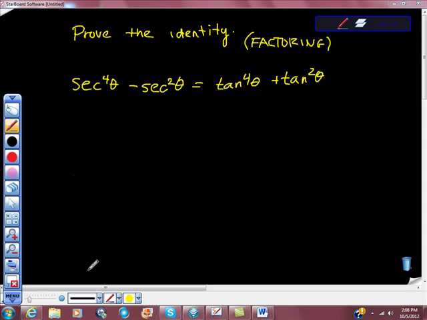So this is what I'm looking at now. So I decided to go at it this way. I have secant to the fourth. This is also secant, but it's squared, isn't it? So we can factor out from the left-hand side, we can factor out secant squared theta, right? Times secant squared theta minus 1. Everybody good with that?